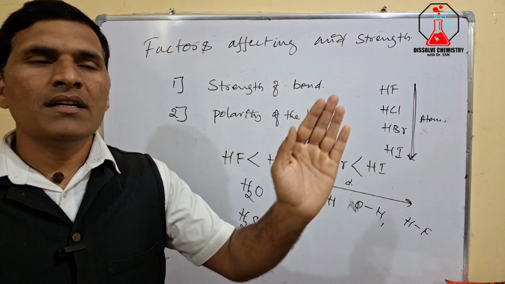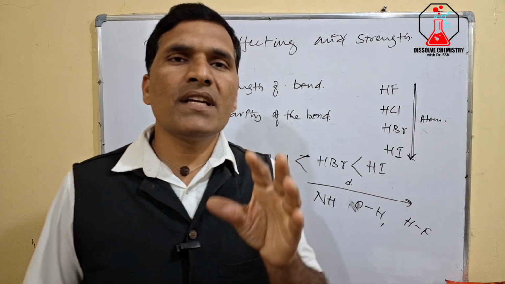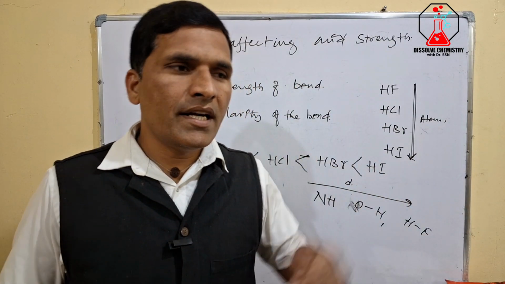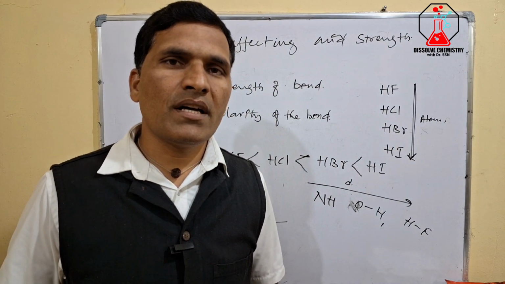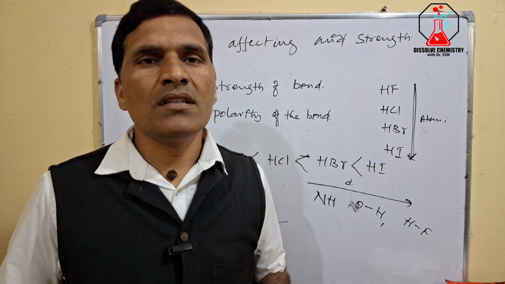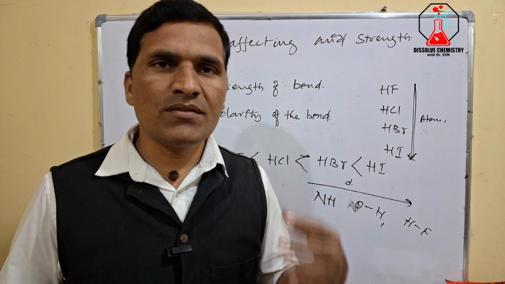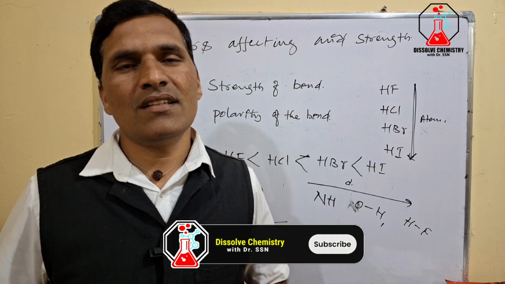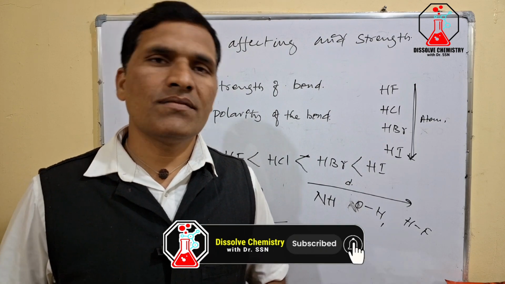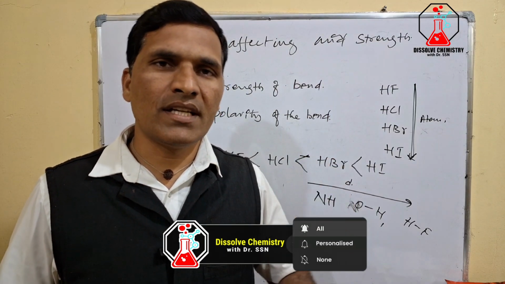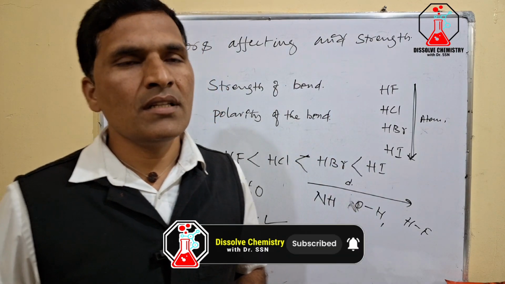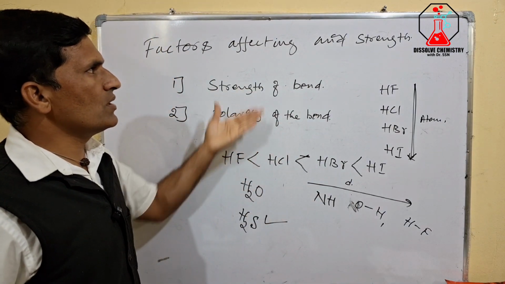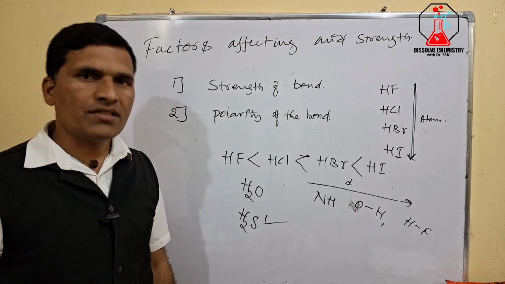Along the period, the strength of an acid depends upon the polarity of the bond, and down the group, if you want to compare, always the acid strength goes on increasing as we move down the group, because bond strength goes on decreasing due to increase in the size of the atom when we move from one element to the next element in the group. Okay, so these are the two important factors which play an important role in deciding the acid strength.